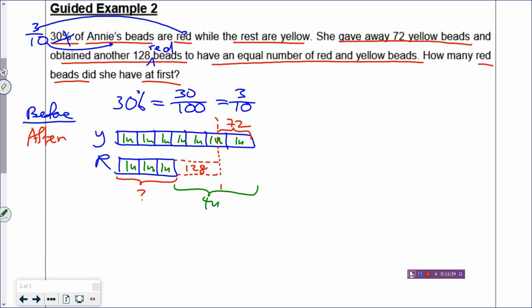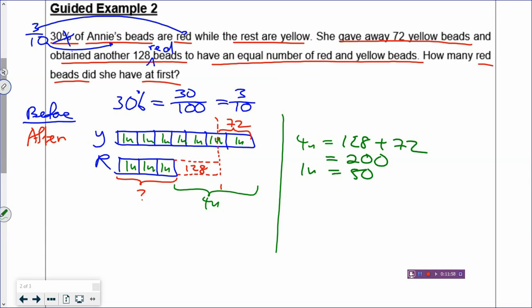And how many is that? Isn't that 128 plus another 72? So your 4 units is actually 128 plus another 72, right? Okay, so let's write it down, and that will be 200. So your 4 units is 200, then your 1 unit will be 50. How many red beads at first? That will be 3 units. So 50 times 3, 150.